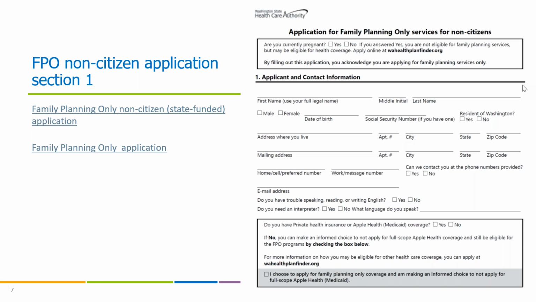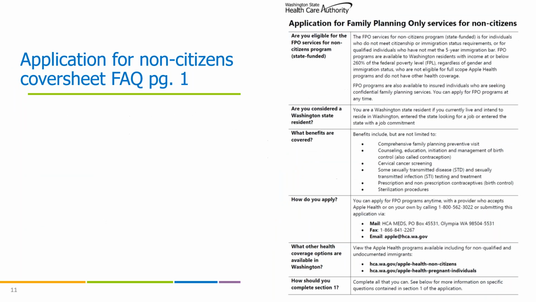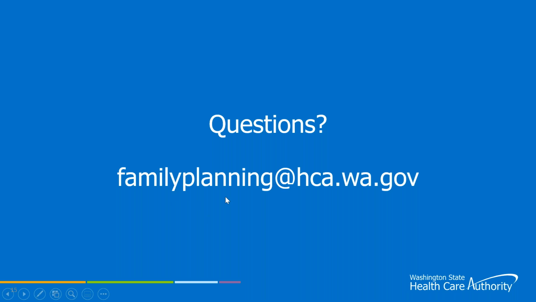Okay, what is the website? I'm referring to the HCA website, so you could just go to hca.wa.gov and you'll be able to find all of the information on family planning only. You can also email us at familyplanning@hca.wa.gov, and I will respond to you as soon as possible.